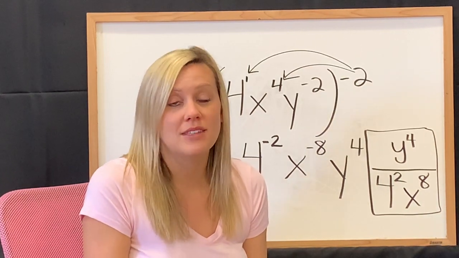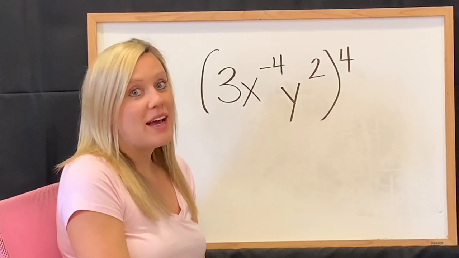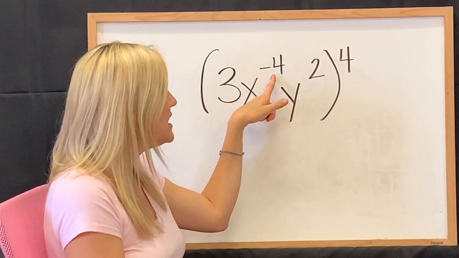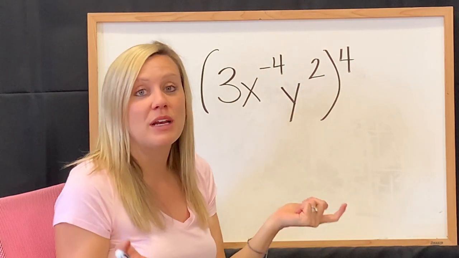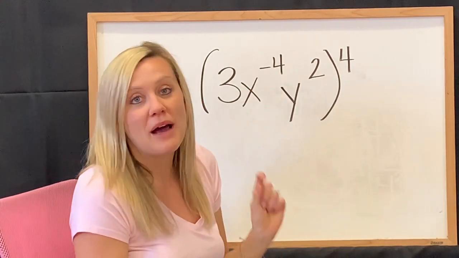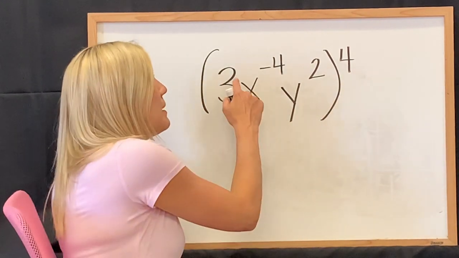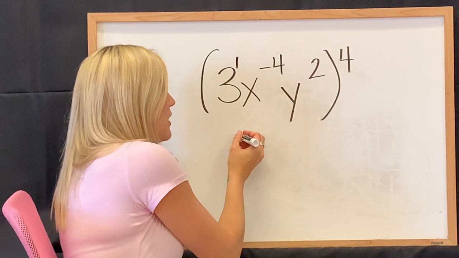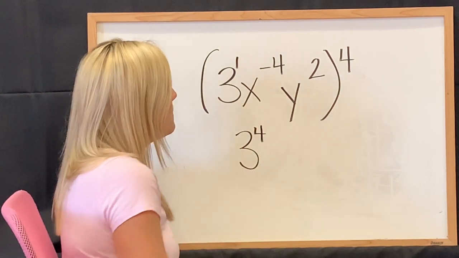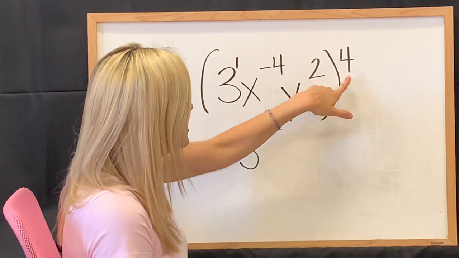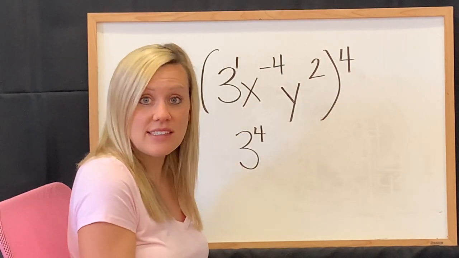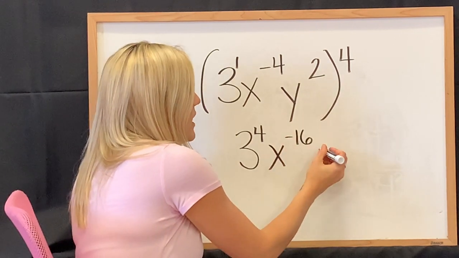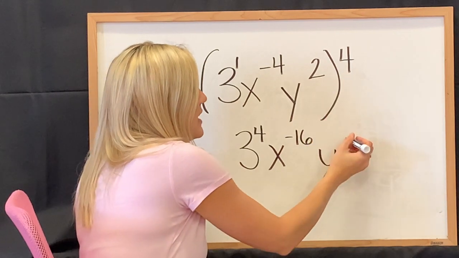Let's do one more that's kind of tricky like that. Here we have one that's very similar to the one we just did. We're going to take this 4 and distribute it to each of the things inside the parentheses, and we're going to make sure to multiply because that is what the power rule does. It multiplies. So remember, if there's not a number up here, that means there's a 1. So 4 times 1 is going to give us 4. So I have 3 to the 4th power. And -4 times a +4 is going to give me a -16. And that goes with our x. And then we have our y. And 2 times 4 is 8.